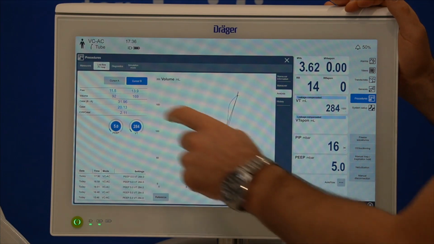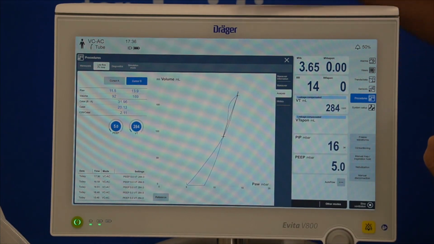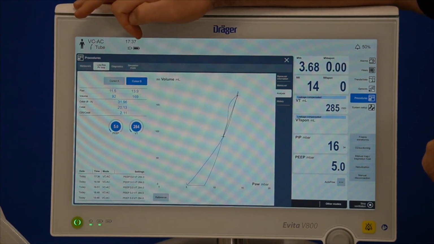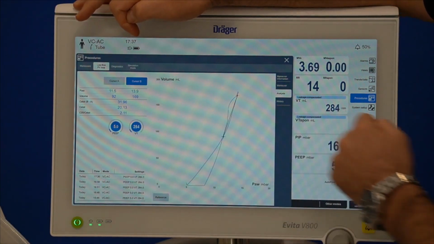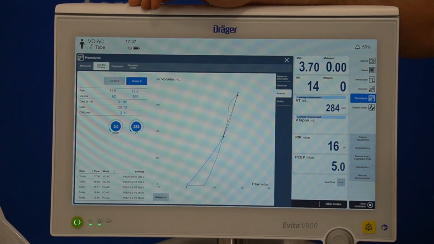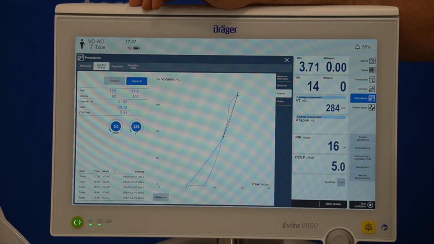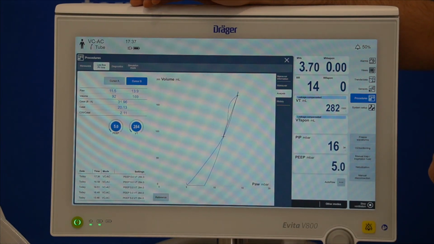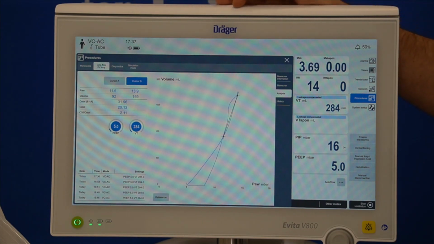By doing so, I can see my pressures there, my volume, my dynamic and static compliance, and again, I can automatically, straight away, select a PEEP and tidal volume that will then go into the patient's ventilation mode going forward to adjust the settings. If I want to scroll through my previous low flow PV loops, I can select the reference button to scroll through. And that's how we complete a low flow PV loop.